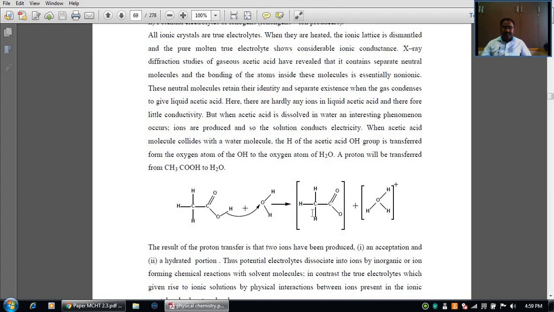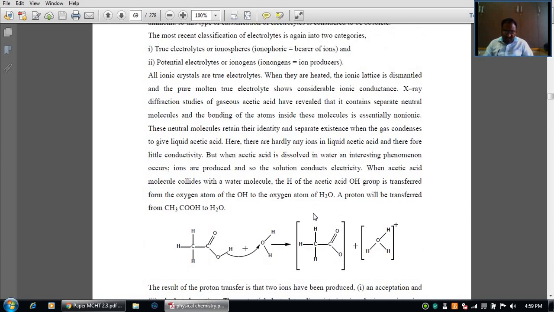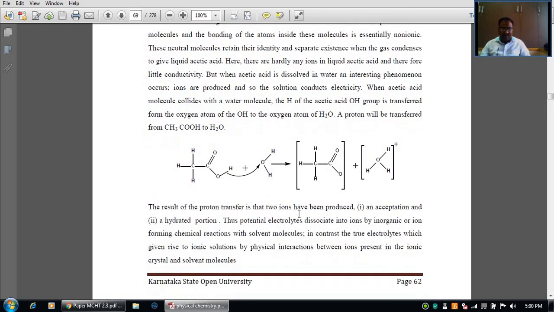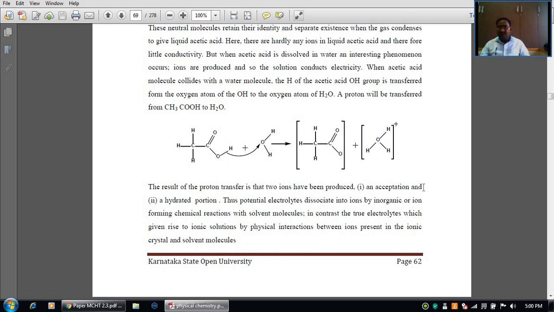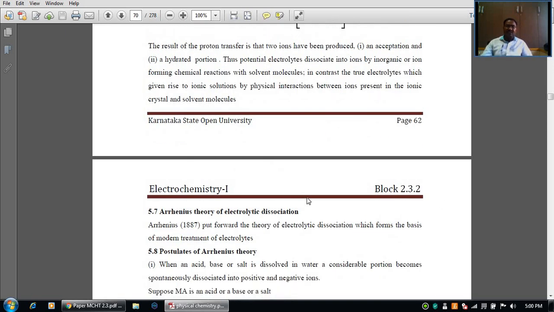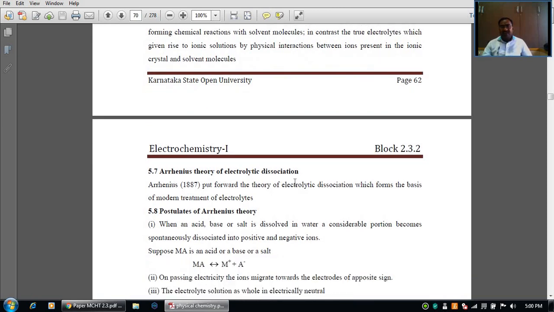This is simple chemistry between water and carboxylic acid or acetic acid. What happens here is the formation of a hydrogen bond between oxygen in the water and hydrogen in the carboxylic acid, forming a strong hydrogen bond. Here the proton transfer produces two ions: one is an acetate anion and the other is a hydrated proton. Potential electrolytes dissociate into ions by ion-forming chemical reactions with solvent molecules. This also depends on acidic conditions.